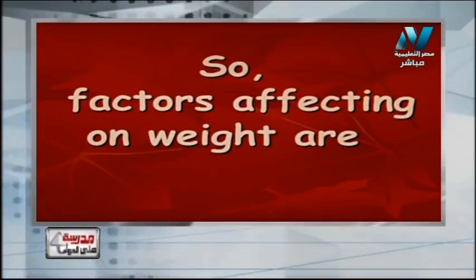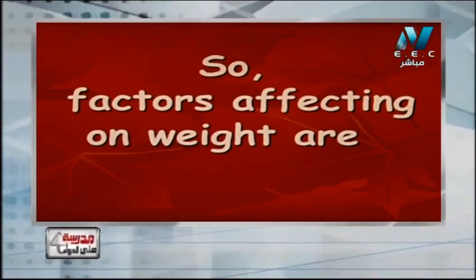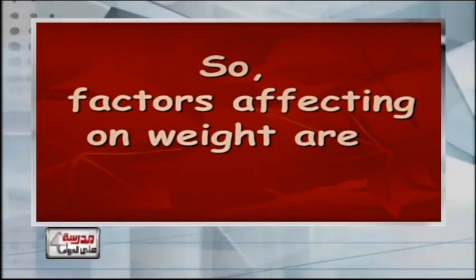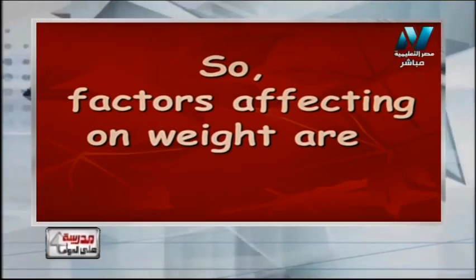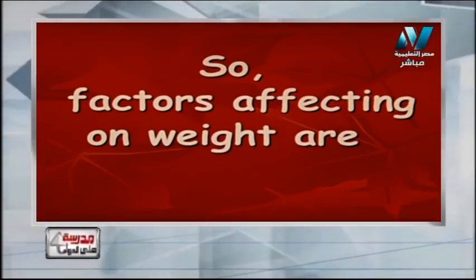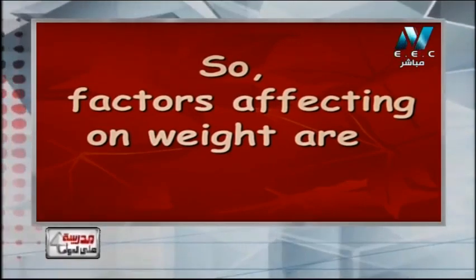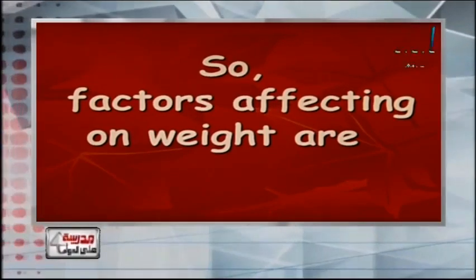طب احنا اتفقنا النهارده اتفاق مهم قوي ان الماس fixed value and it doesn't change، الماس قيمه ثابته ما بتتغيرش لكن الويت بتغير. طب ما دام الويت بتغير يبقى عنده فاكتورز. يعني ايه فاكتورز؟ كلمه دي مهمه قوي، يعني عوامل، يعني ايه اللي يغيره، ايه اللي يخليه يتغير. What are the factors affecting on weight? We have three factors affecting on weight.